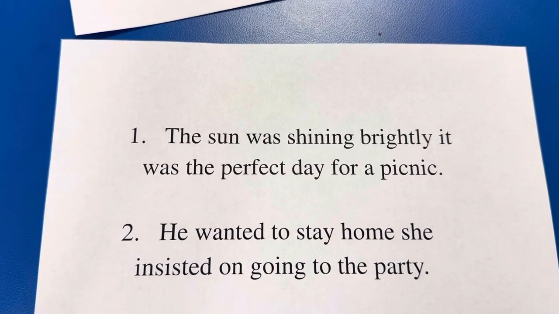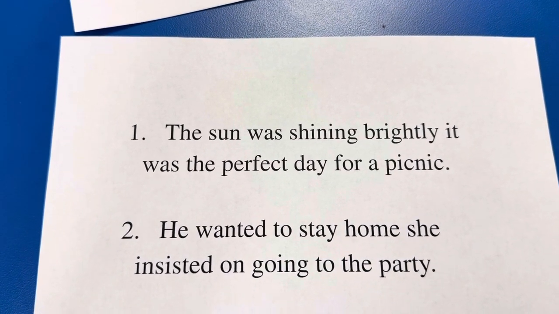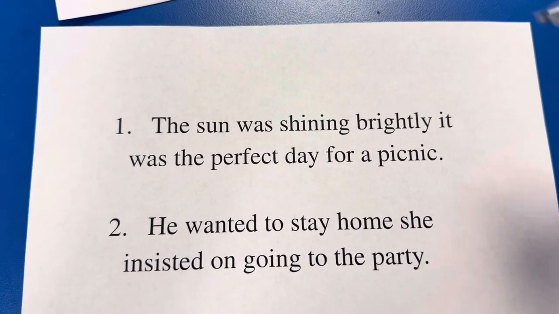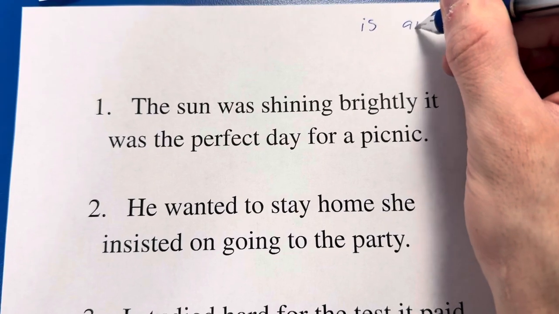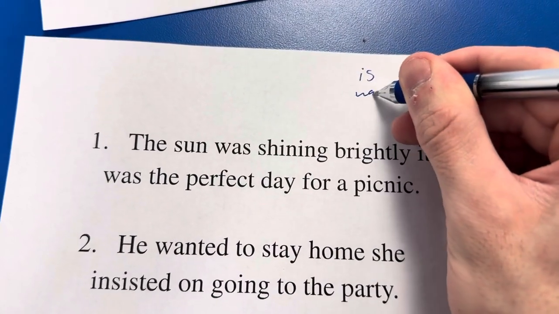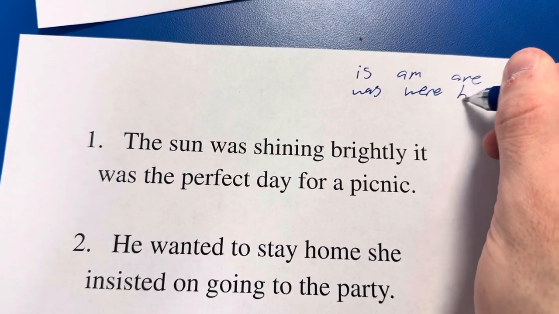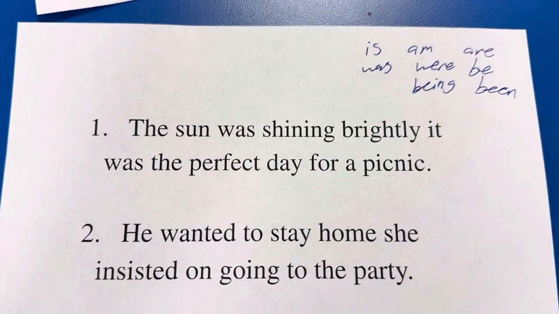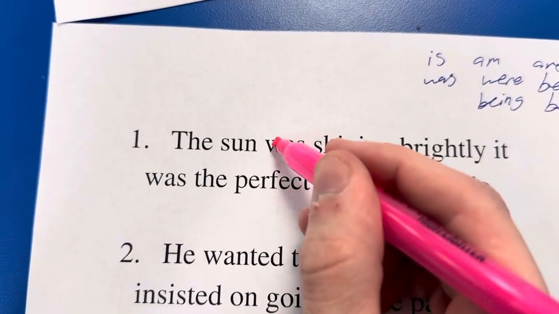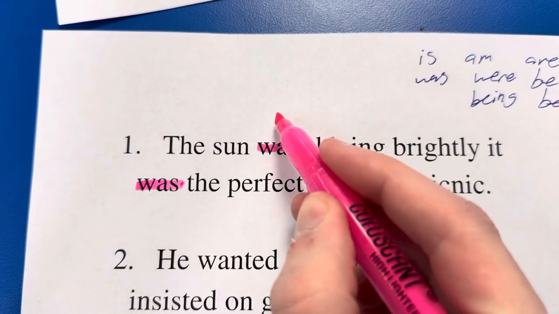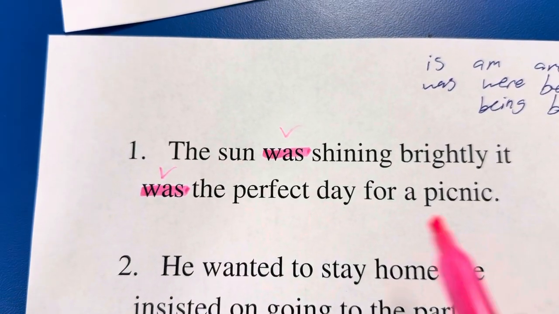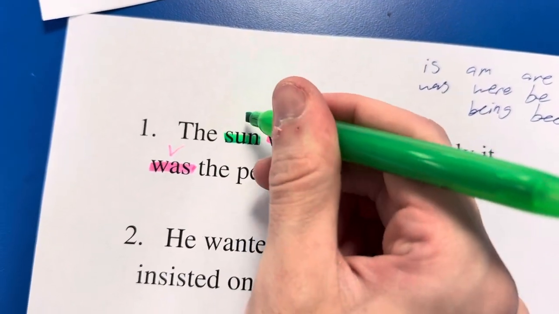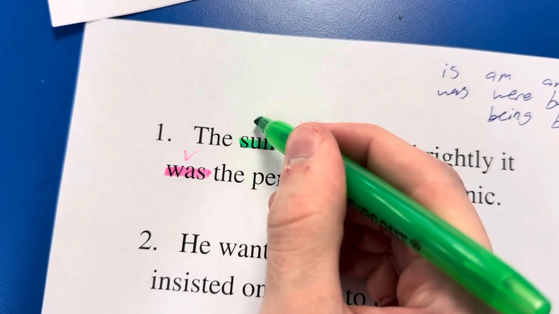The verbs are kind of tricky on this one. Maybe one of the verbs isn't an action, but it's one of those existence verbs: is, am, are, was, were, be, being, and been. Oh, yeah, I see two was in there. So this is a was and this is a was. So that's a verb and that's a verb. Now, who or what was? Well, the sun. The sun was shining brightly.